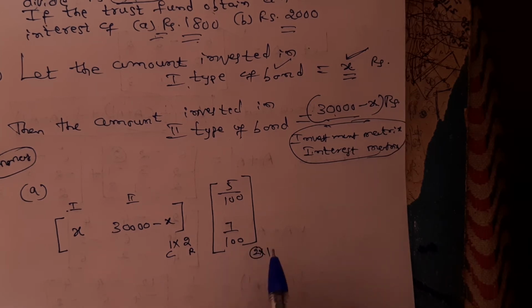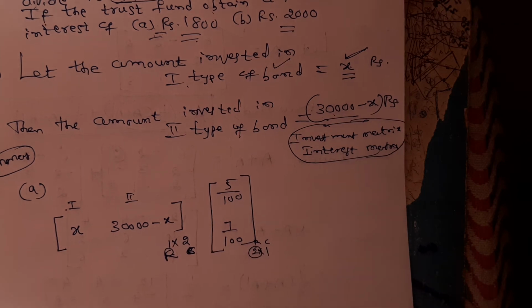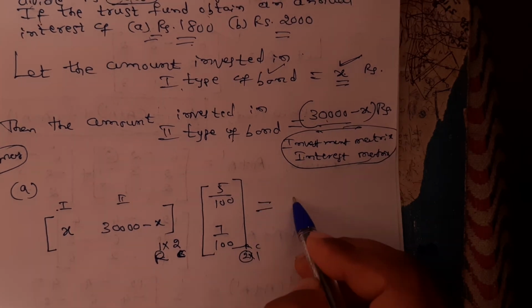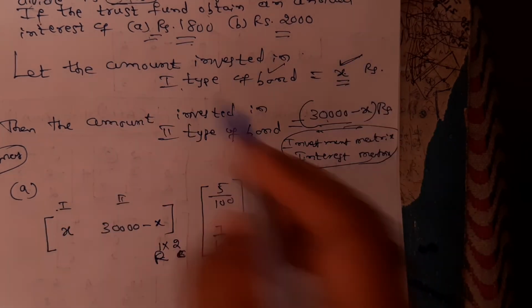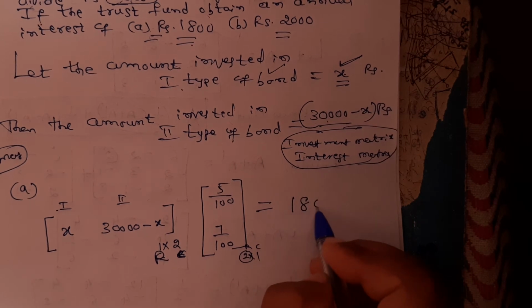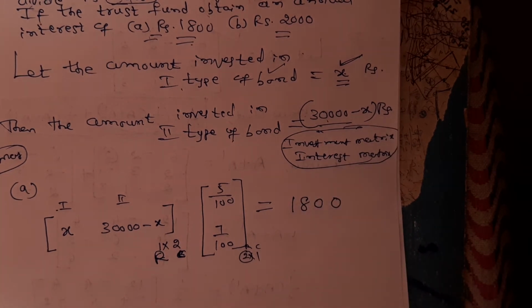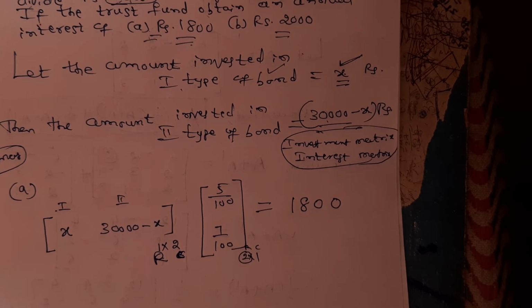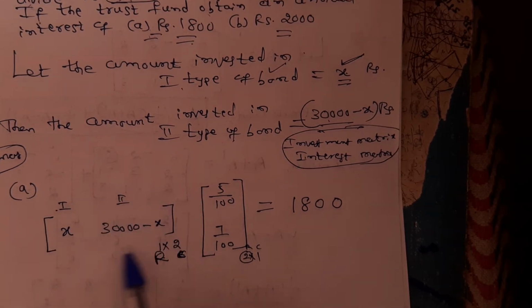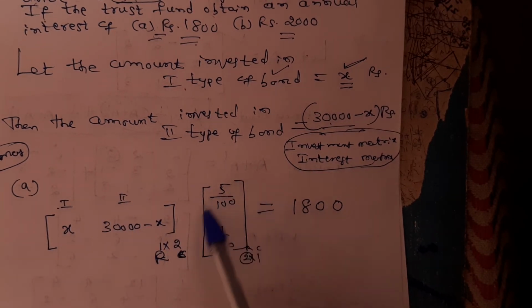See here, these are rows and columns. This follows the CR rule. One is a row matrix and one is a column matrix. So totally the annual interest is 1,800. I have to write that on the RHS. Okay, so this is the investment matrix and this one is the interest matrix.